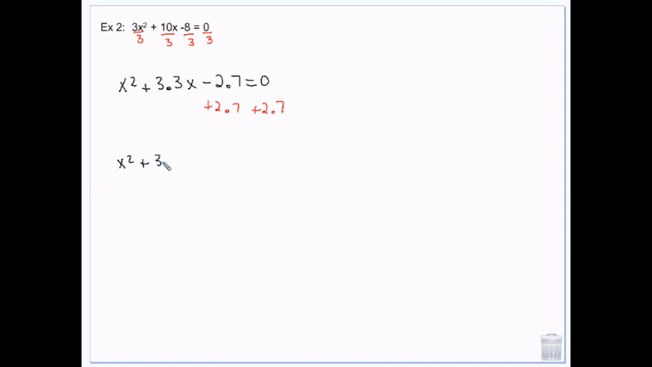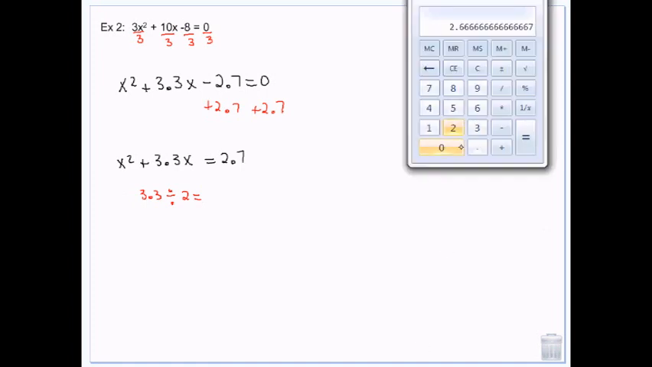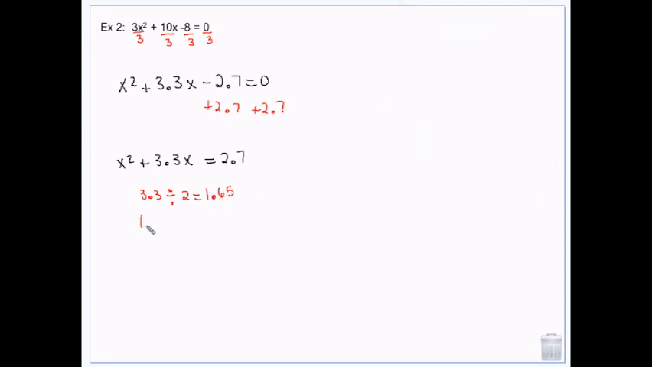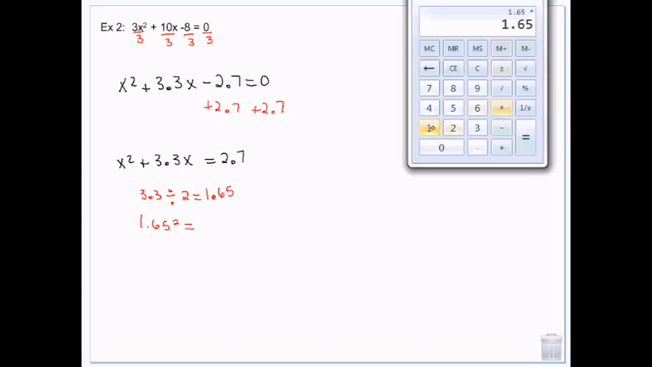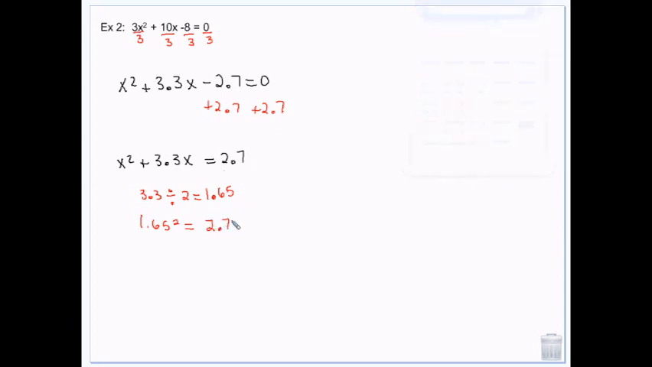So I'm going to x squared plus 3.3x equals 2.7. I'm going to take 3.3 and divide it by 2. The 3 is repeating, but we're rounding because we can't really work with a repeating decimal. So it's 1.65. And then 1.65 squared, no clue. 2.72. So I'm going to add that 2.72 to both sides.